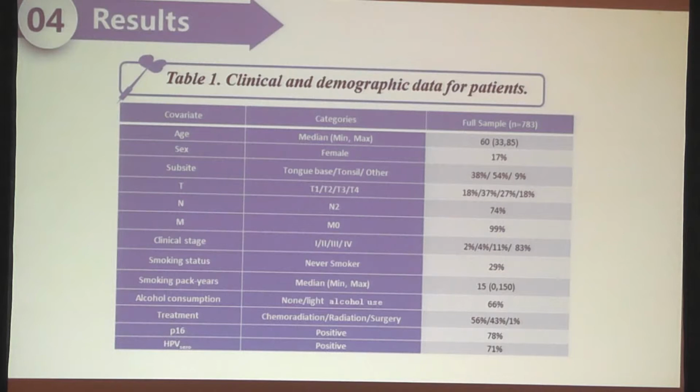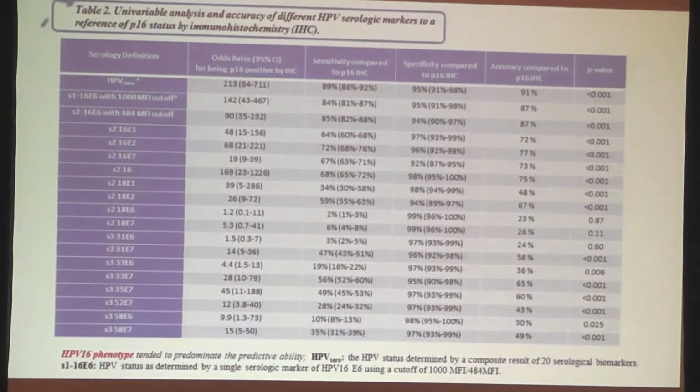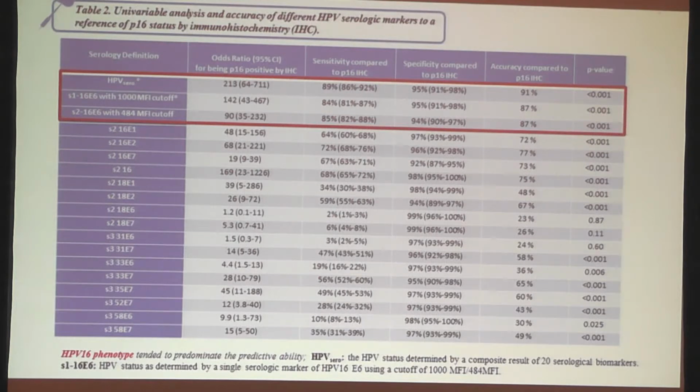Table 1 presents the general clinical and demographic data for our patients. From table 2, we conducted a univariable analysis for all the serological markers we have tested. From the top 3, we can see that they perform best in the odds ratio, sensitivity, specificity, and accuracy. But from this table, we can also see that the HPV16 phenotype tended to predominate the HPV status predictive ability.